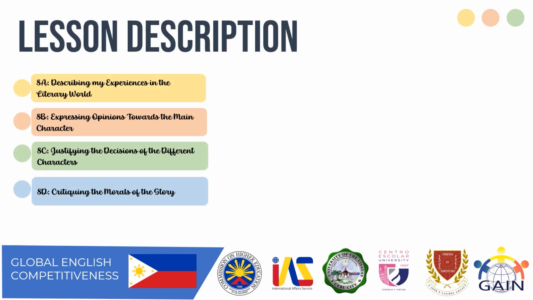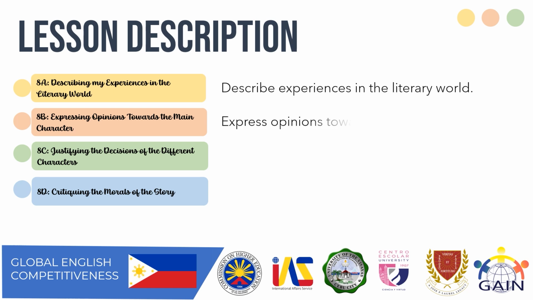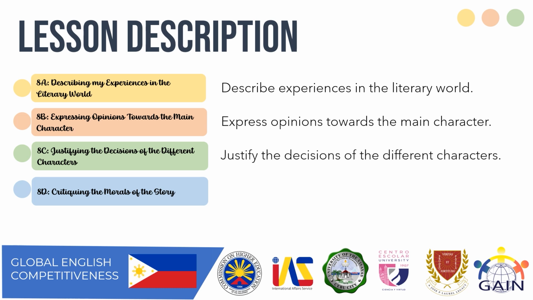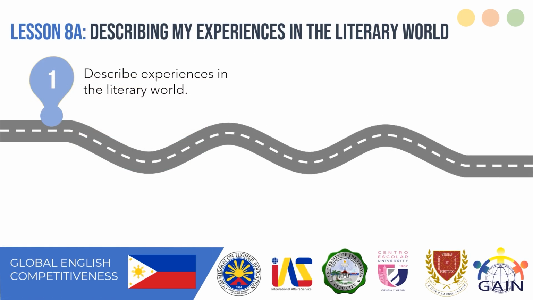The can-do objectives previously mentioned are aligned and embedded to each of the following lessons as follows. 8A, to describe experiences in the literary world. 8B, express opinions towards the main character. 8C, justify the decisions of the different characters. And 8D, analyze the morals of the story. Now, let's focus on our first can-do objective, to describe experiences in the literary world.